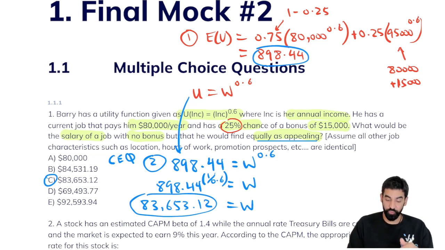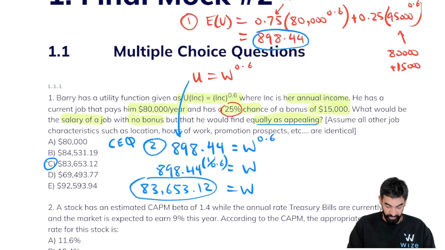And often in the CEQ, there is a third step as well. Like the third step, normally if they're asking you about a lottery or something, then step number 3 would be like if they say, how much would he be willing to sell the lottery ticket for? In this case, for a job, it doesn't make sense. You can't really sell a job, but you would have normally taken the difference between your step 2 number, like 83,653.12, minus his original income, which was 80,000.